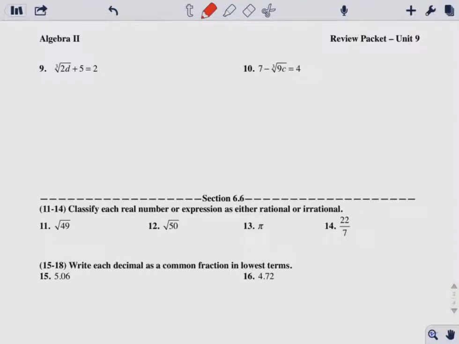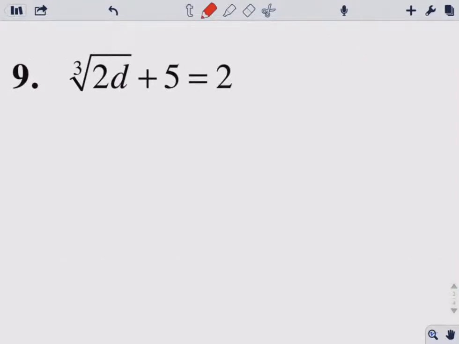Okay, this is page 2 of your Unit 9 review from our 4th period algebra 2 class. Again, we are solving these. If there's no real solution, state it. First step is to isolate the radical, so we do that by subtracting the negative 3.